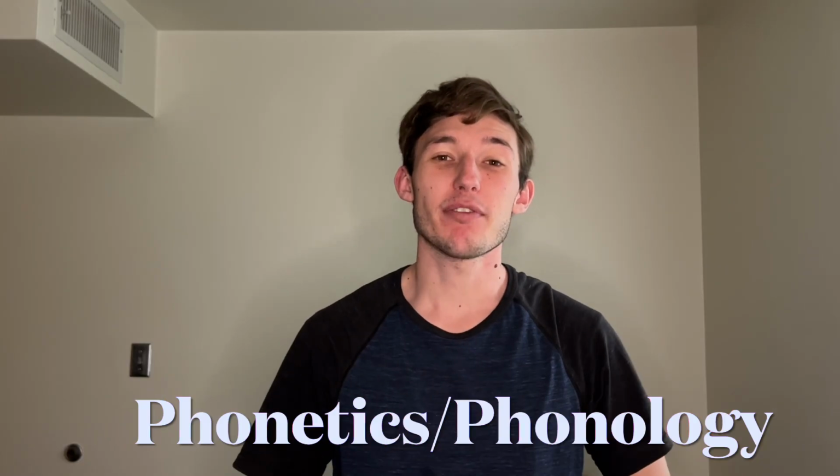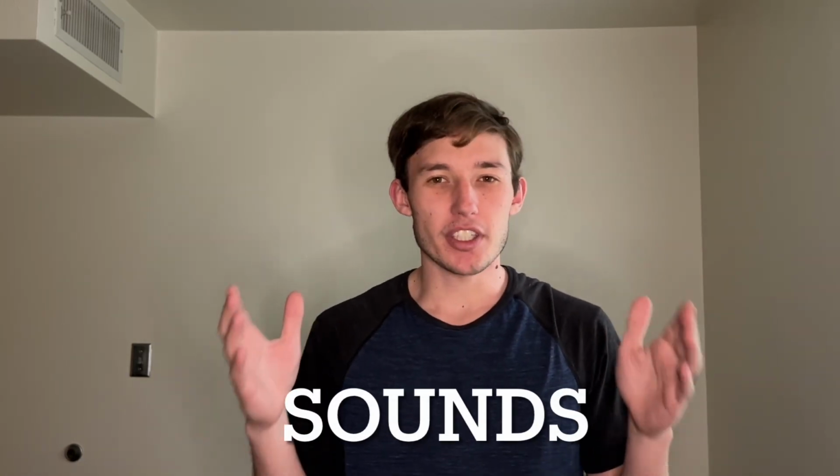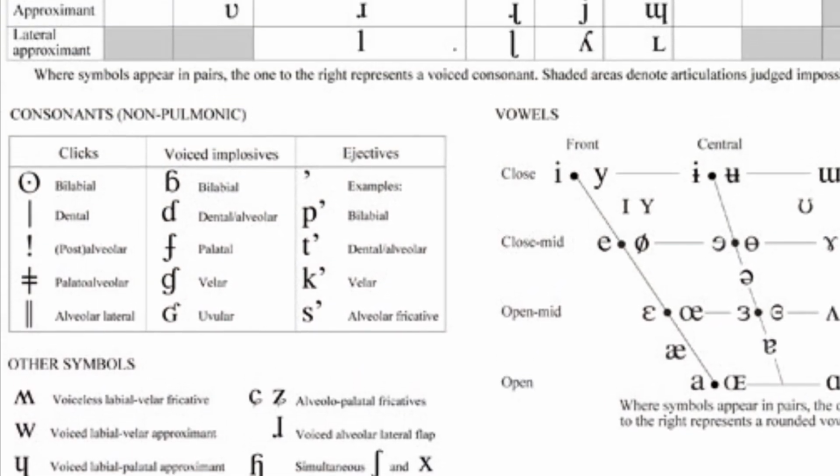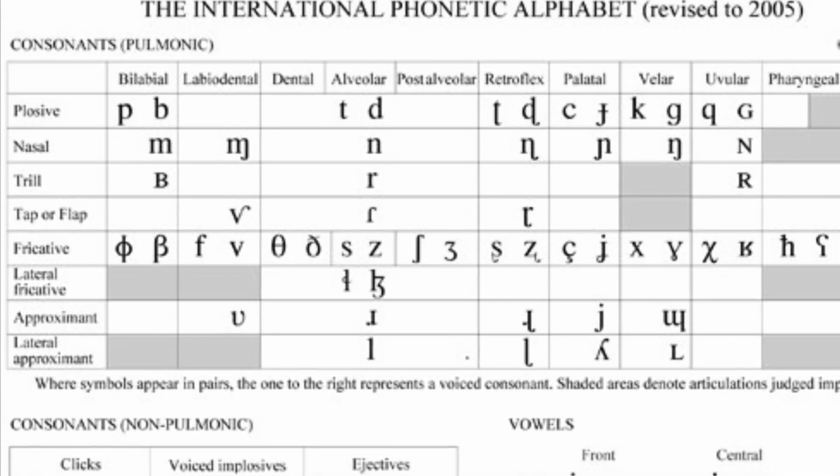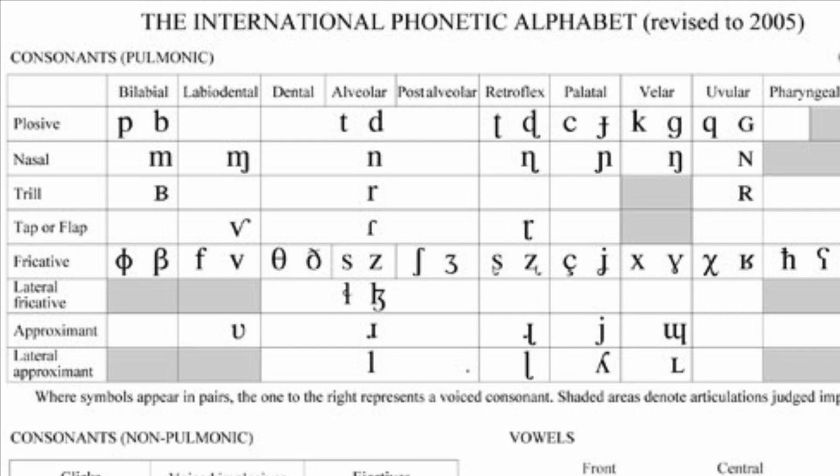So let's dive in with that first point that I mentioned, the phonetics and the phonology. This is really just a fancy way of saying, what does your language sound like? Now, a lot of linguists and creators out there would suggest that you go to the IPA, the International Phonetic Alphabet, to construct the sounds of your language. The IPA is basically a list of every sound that is possible to create with a human voice.